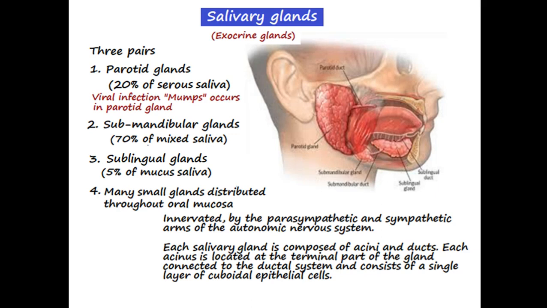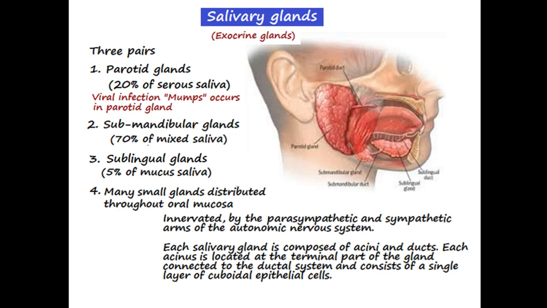The submandibular glands are situated deep in the mouth, below the mandible, and they secrete about 60% of the mixed saliva. By that we mean that the saliva is serous as well as mucinous. The sublingual glands, which are situated below the tongue, supply the secretions mainly to the floor of the mouth, and secrete about 5% of the saliva, which is mucinous. Around the oral cavity there are hundreds to thousands of minor salivary glands.